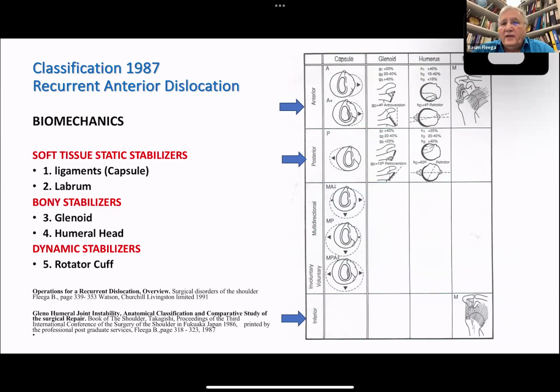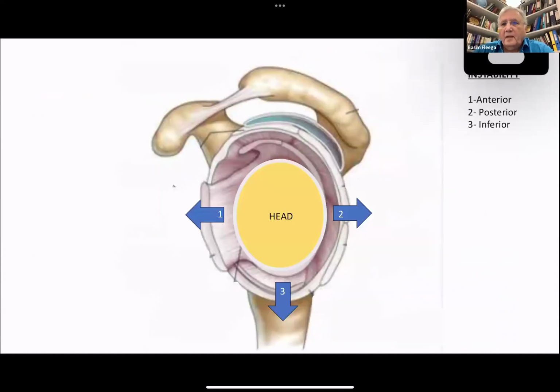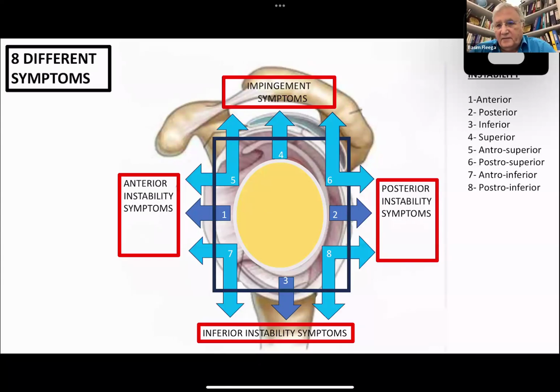The direction of instability was treated: the anterior, posterior, and the inferior, as well as the multi-directional. So the main three directions of instability which were in consideration at that time are these three, as I said before: anterior, posterior, and inferior. Nowadays, we have 8 definitions of instability, and each one has its own symptoms. We have now also the anterior superior, the superior instability, the superior posterior, the anterior inferior, and posterior inferior.